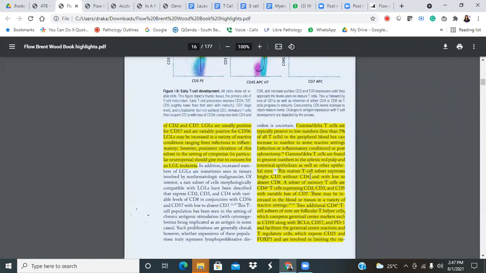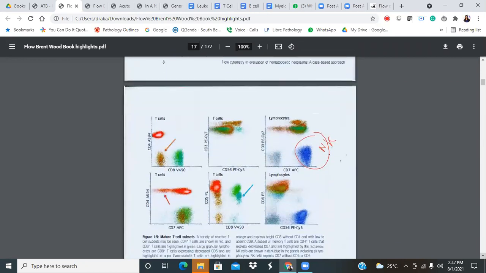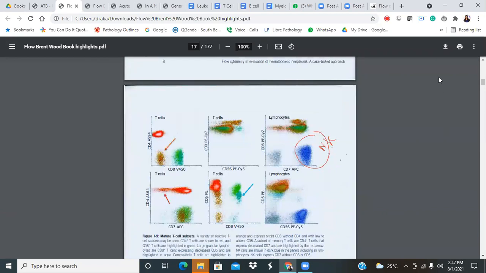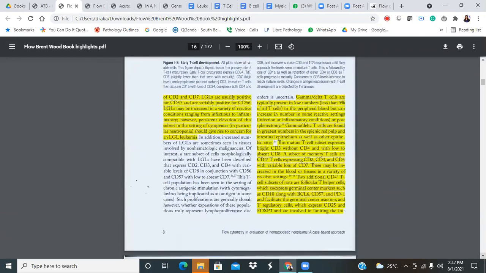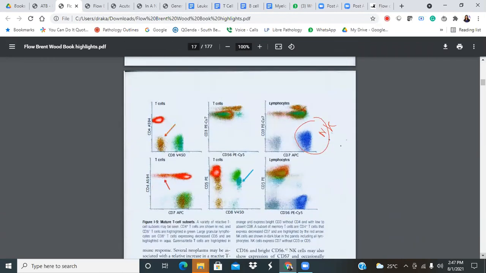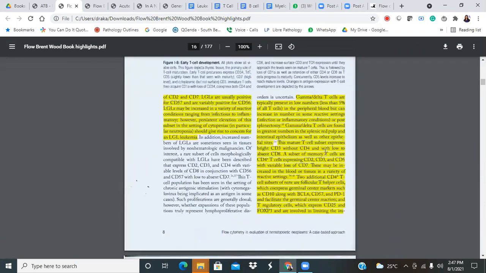So low or absent CD8, I think they have shown in some picture, these gamma delta, maybe in the next picture. But bright CD3, let me see the next picture. Yeah, I thought that I saw this picture somewhere. Anyway, so expresses bright CD3 without CD4, low or absent CD8.